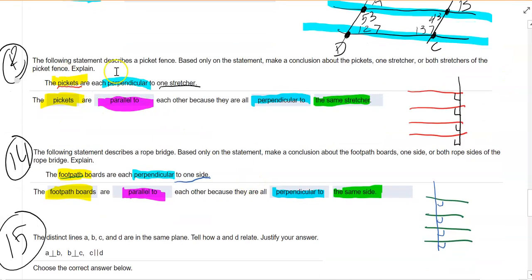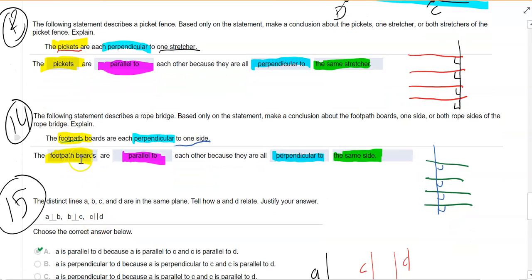Here, I highlighted these to see, we're just reading this sentence here, and I drew them out. So pickets I have here in red, and I have one stretcher that is going to be perpendicular because it tells us that. As we're picking our answers here, pickets and then perpendicular, this will be opposite, so this is parallel. Perpendicular will be the next one, and the same stretcher. So we're using the same words here. Pretty easy to follow through.